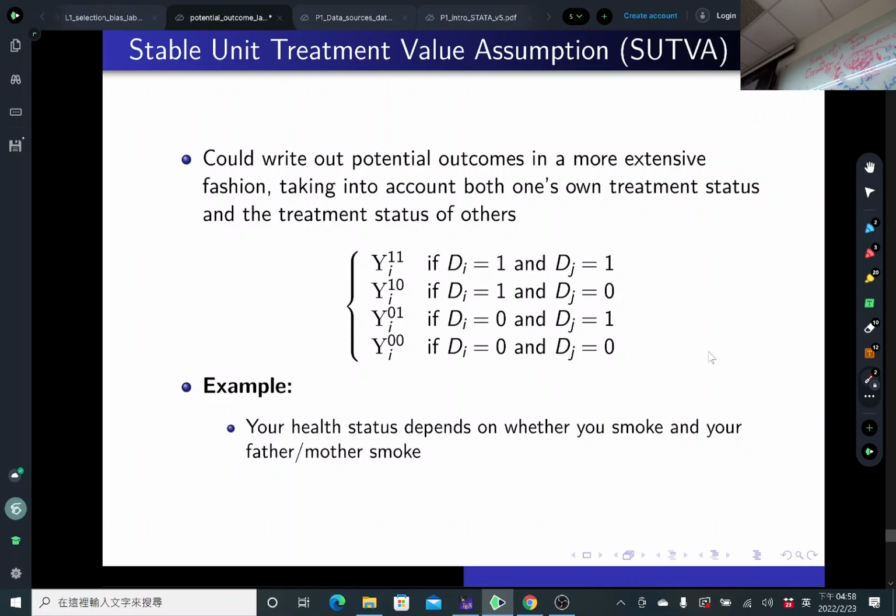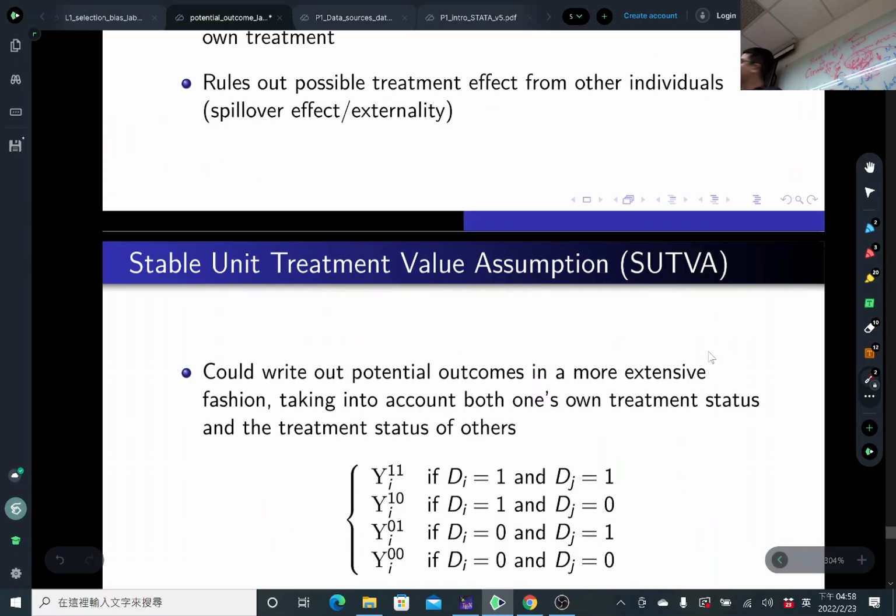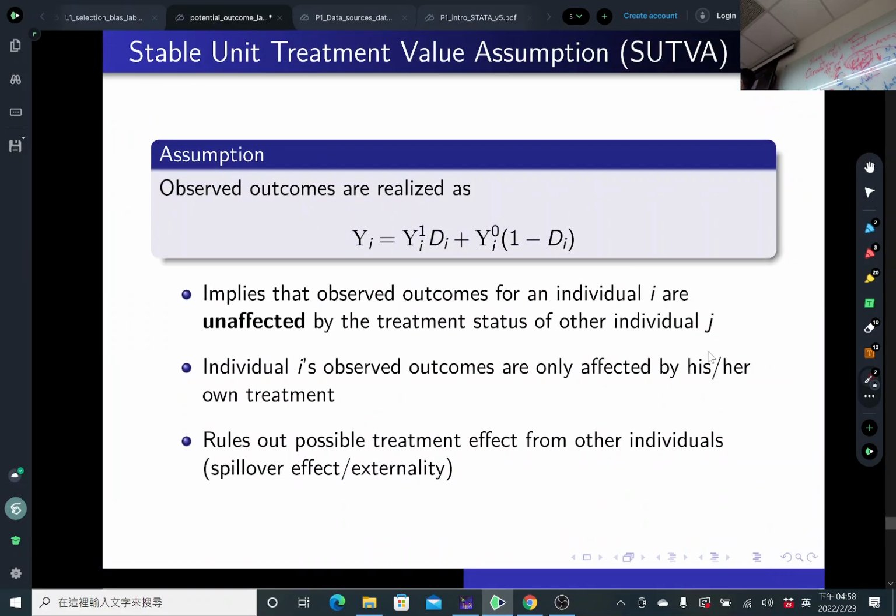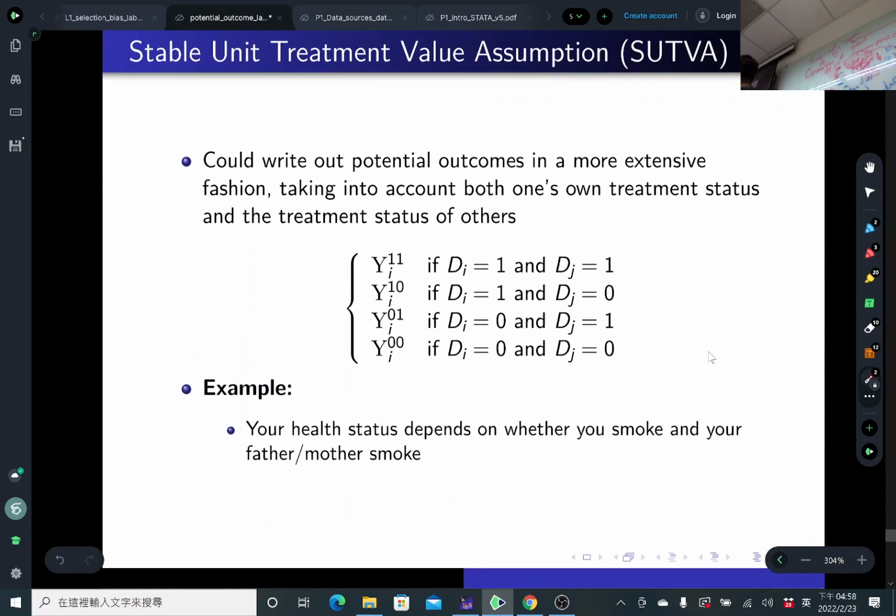So you just add one person. If you add another, the number of potential outcomes becomes much larger. So it makes things very complicated. But in some situations, you might need to consider this. For example, your health status might depend on whether you smoke or whether your father and mother smoke. In that case, this framework may not be very convincing. But if you want to do this, there are not enough tools until now that can deal with such cases.